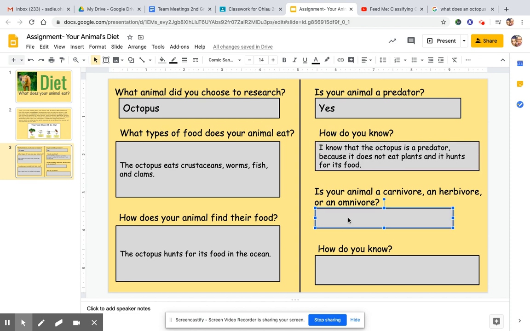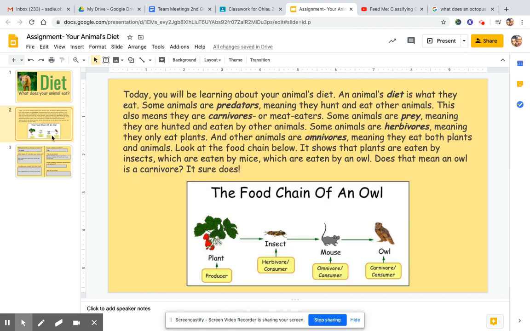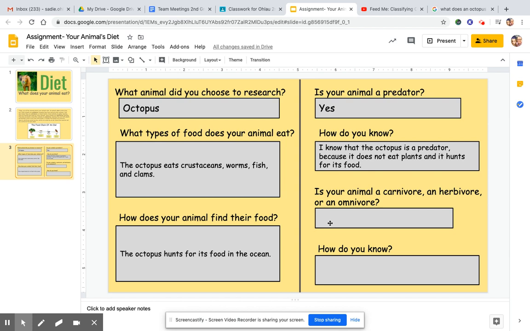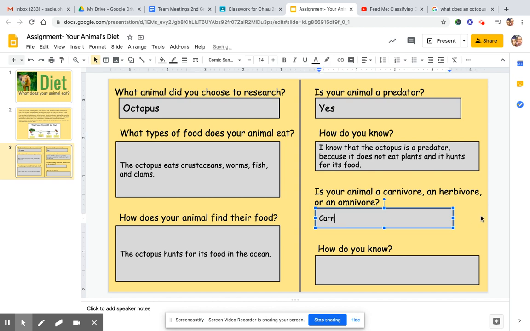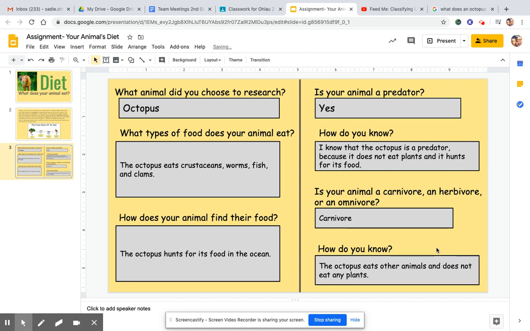Now, we learned in the other slide over here, right, that carnivores are meat eaters, herbivores are plant eaters, and omnivores eat both plants and animals. The octopus only eats other animals, so it's a carnivore. How do I know? The octopus eats other animals and does not eat any plants. That is how I know that it is a carnivore, okay?